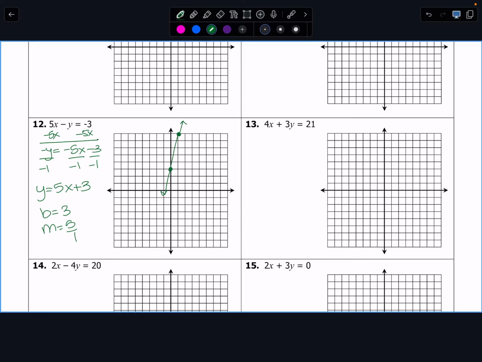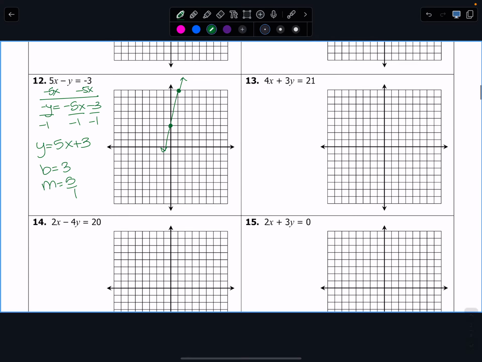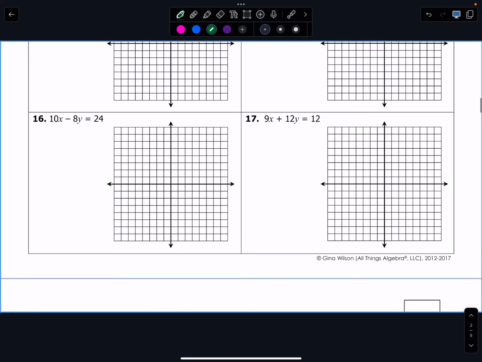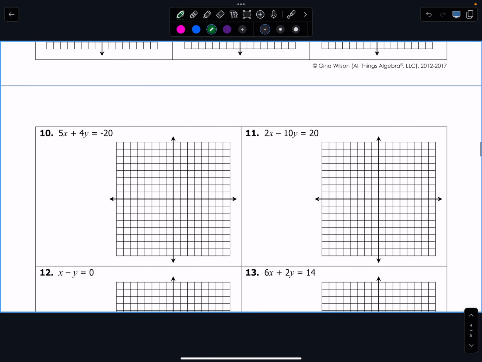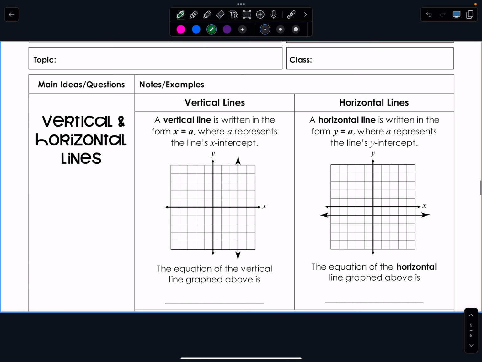Questions that you guys have before I talk about vertical and horizontal lines. Jump to that one. Skip past this assignment.